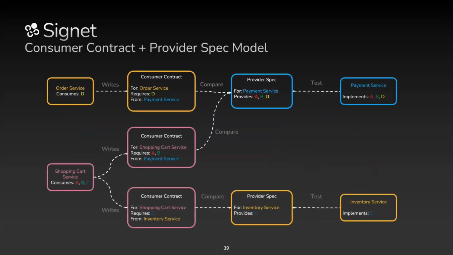Now, we combine both of our previous examples together. In total, we have two consumers, order service and shopping cart service, as well as two providers, payment service and inventory service. Order service depends on only payment service, while shopping cart service depends on both payment service and inventory service. Keep in mind that it's possible for a service to be both a consumer and a provider.